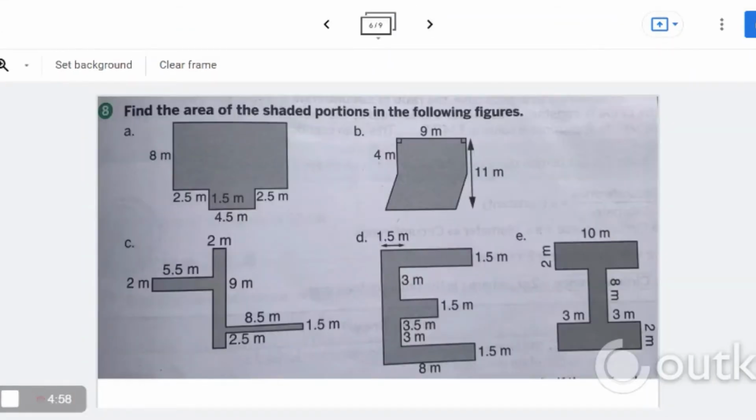Now, if you see these other shaded figures in your book, you can see these shaded figures are given. As you can see, question number 8, find the area of the shaded figure. This entire shaded figure's area you have to take out. Now in this type of diagram, how we will do is, let us take this first diagram. I'm taking this one. I'm zooming this diagram out here.